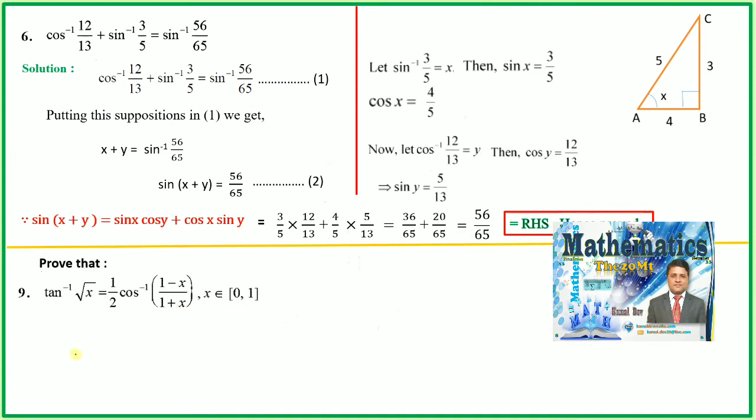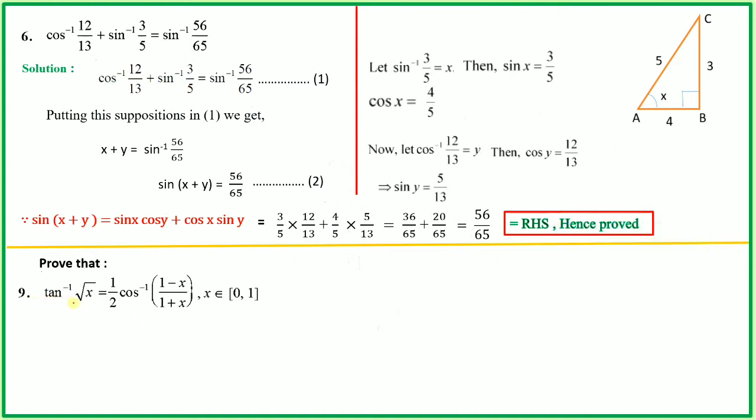Prove that. Next is a little different. Ninth: tan inverse root x is equal to half of cos inverse of 1 minus x upon 1 plus x. This you have to prove. If cos inverse of 1 minus x upon 1 plus x is multiplied by 1 by 2, then it is equal to tan inverse root x. Go for the solution.